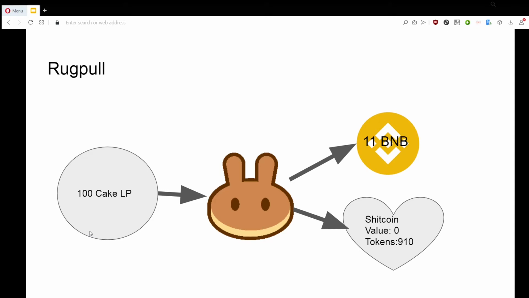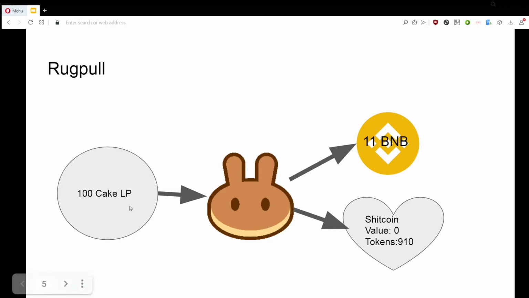So why is it 11 BNB and not 10? The first reason is that you spent that 1 BNB buying these tokens, so the liquidity pool doesn't contain 10 BNB anymore. There was 11 BNB, and you purchased the tokens in the previous step. So instead of 1,000 tokens, there are only 910 tokens there. So when they gave back the 100 Cake LP, they received back the BNB that you spent, and they removed that from the liquidity pool. So at this point, PancakeSwap doesn't have BNB assigned to this token and doesn't have tokens assigned to this token.